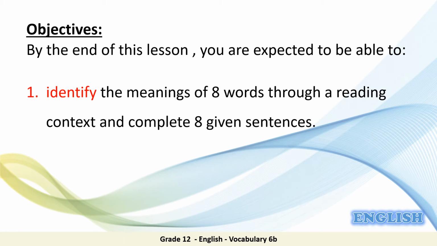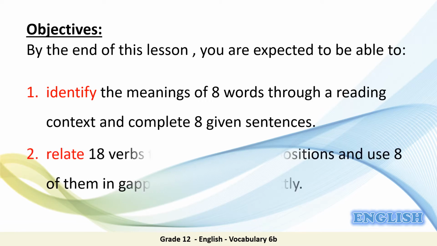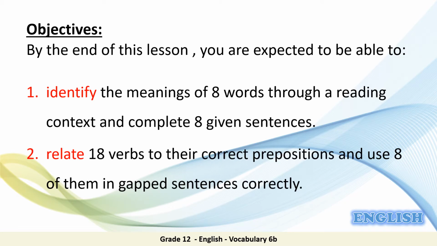Our objectives for today: by the end of this lesson, you are expected to be able to, first, identify the meanings of 8 words through a reading context and complete 8 given sentences. Second, relate 18 verbs to their correct prepositions and use 8 of them in gapped sentences.